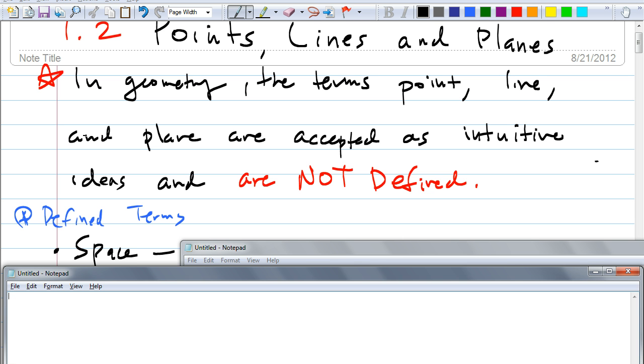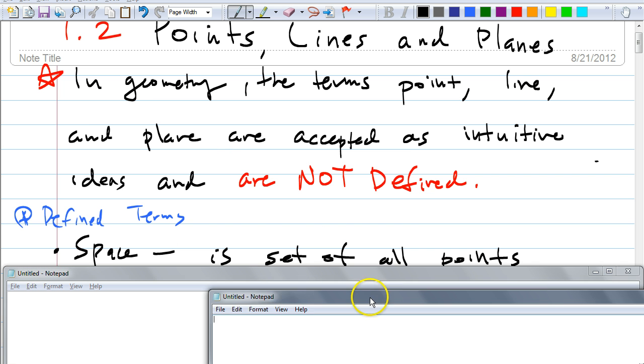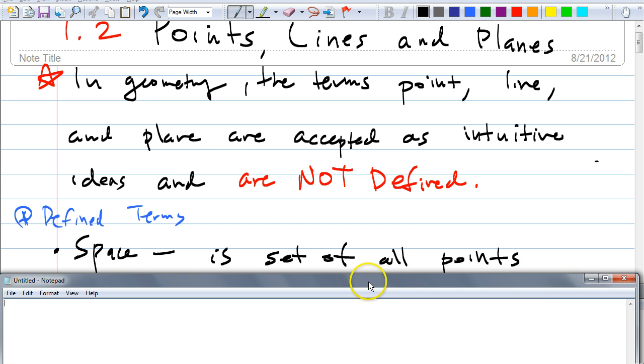So how would you describe space? What do you think? Anybody have an idea? Now, these are defined terms, unlike the undefined terms that we just talked about. Space, the way they define space, you all know what a space is. Can somebody just describe it for me? What's a space? It's kind of hard, isn't it? So the way they describe it is they just say this. Simply, set of all points. They just say set of all points.